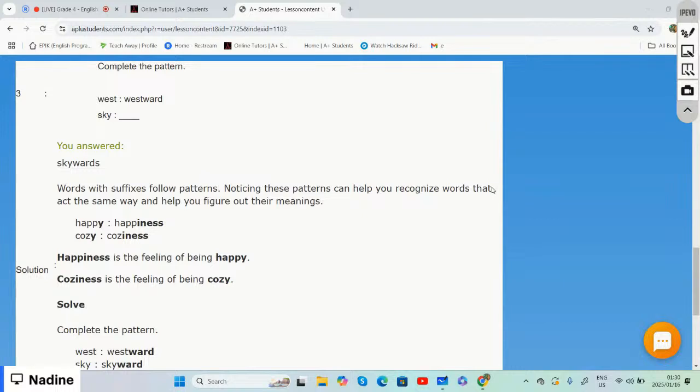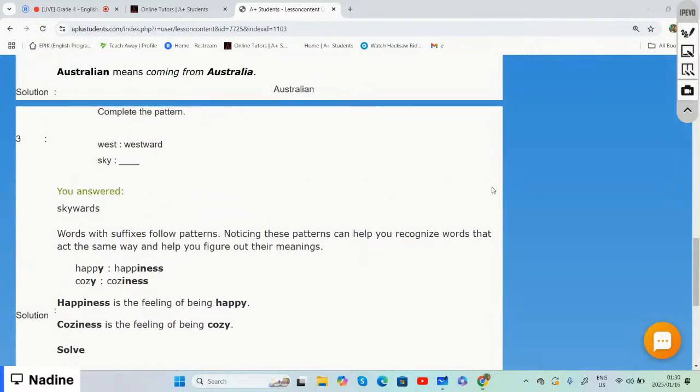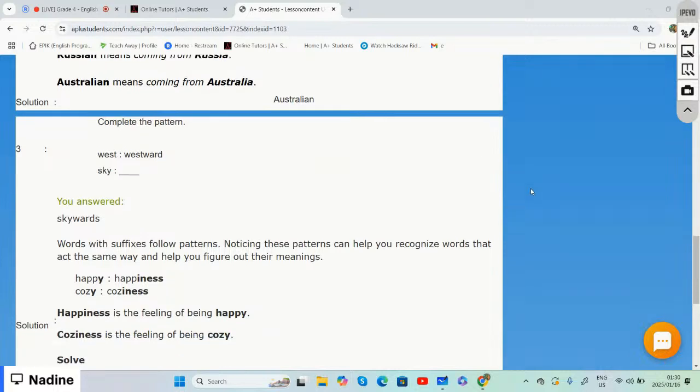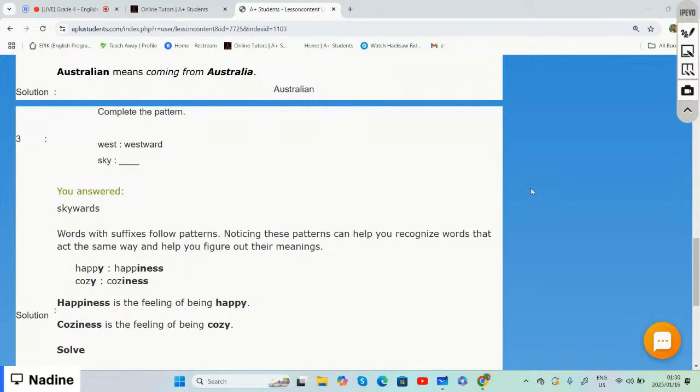We need to complete the pattern. West. So we have west, and then the next word is sky. And the suffix that is added to the word west makes it westward. Westward.